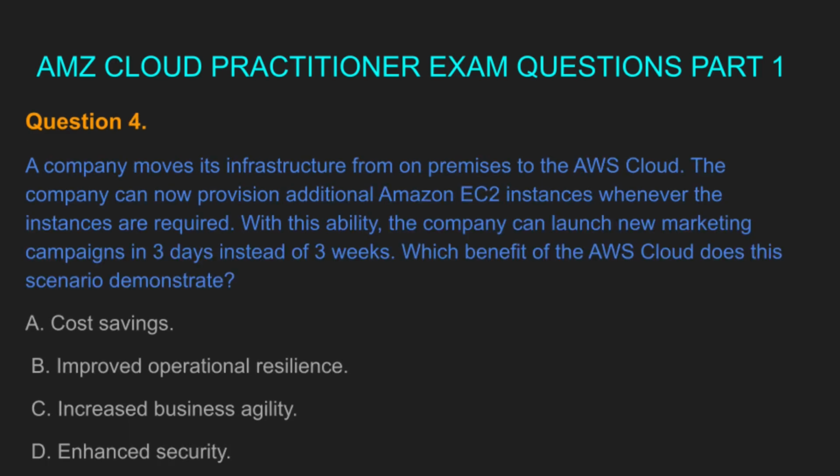Question 4. A company moves its infrastructure from on-premises to the AWS cloud. The company can now provision additional Amazon EC2 instances whenever the instances are required. With this ability, the company can launch new marketing campaigns in 3 days instead of 3 weeks. Which benefit of the AWS cloud does this scenario demonstrate? A. Cost savings. B. Improved operational resilience. C. Increased business agility. D. Enhanced security. The correct answer is C. Increased business agility, which means that you reduce the time to make those resources available.